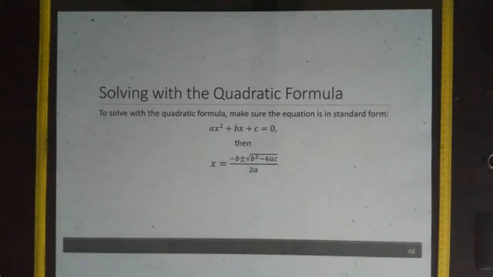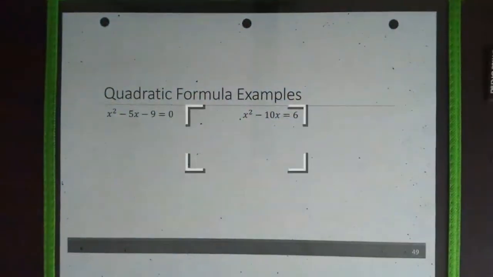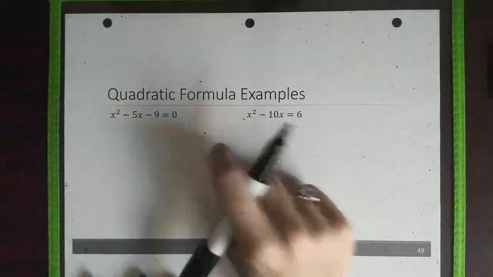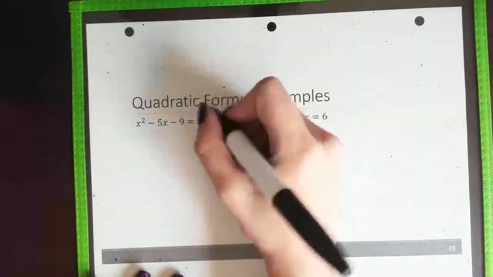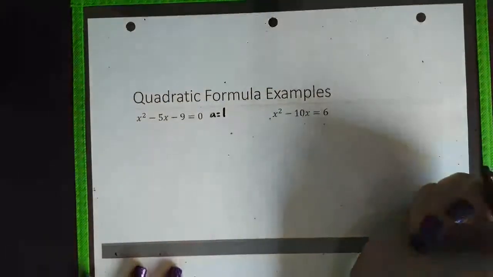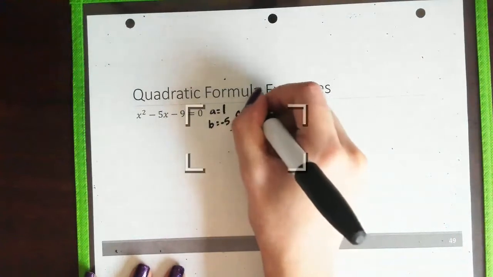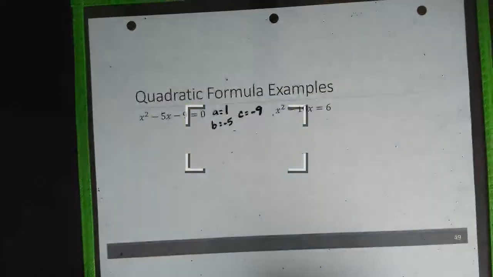All right, so we're going to work on solving some equations with the quadratic formula. All right, I have two examples here. First up, we have x squared minus 5x minus 9 is equal to 0. So I'm going to identify my A, B, and C values so that I know what I'm using when I get to using the formula. My A value is 1, my B value is -5, and my C value is -9.